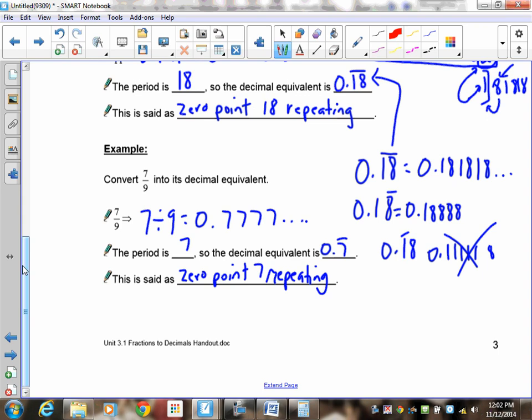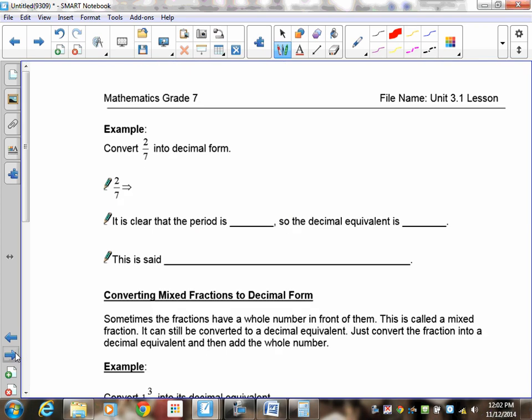Any questions? All right. 2 over 7. Do that one. Pause the recording.